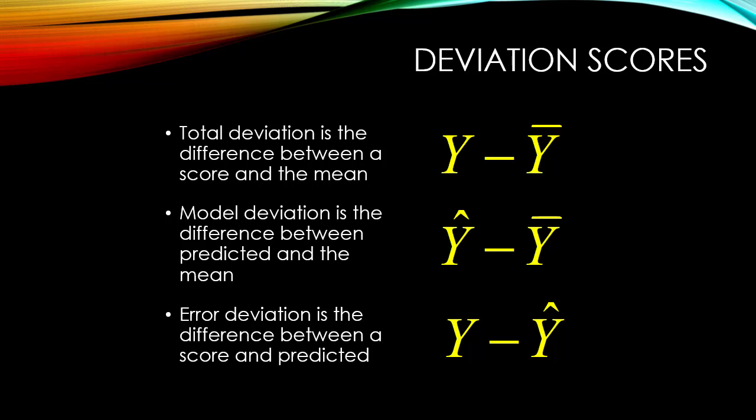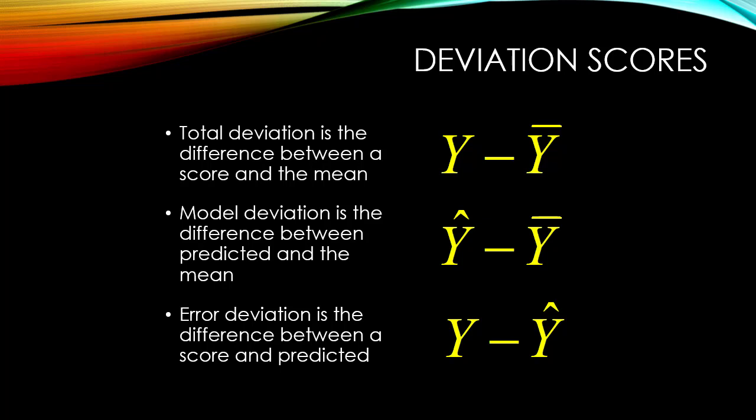Each of these three types of deviations has a name. We call the deviation from the mean the total deviation. We call it total because the other two deviations add up to equal this deviation. The total deviation is the difference between a score and the mean. Model deviation is the difference between the predicted score and the mean. This is the deviation we expect when we model a response variable from an explanatory variable.